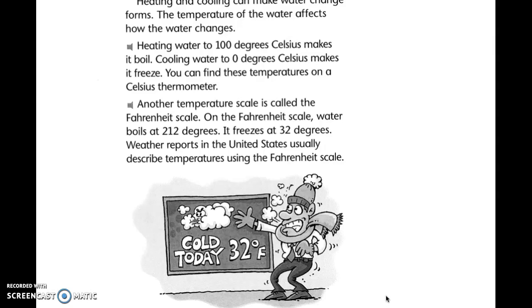Heating water to 100 degrees Celsius makes it boil. Cooling water to 0 degrees Celsius makes it freeze. You can find these temperatures on a Celsius thermometer. Another temperature scale is called the Fahrenheit scale. On the Fahrenheit scale, water boils at 212 degrees. It freezes at 32 degrees. Weather reports in the United States usually describe temperatures using the Fahrenheit scale.